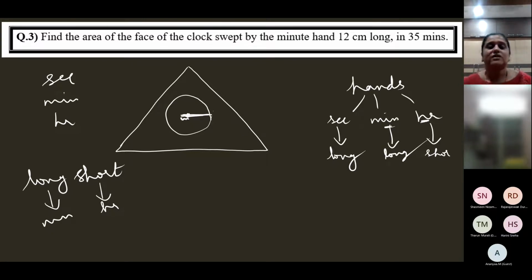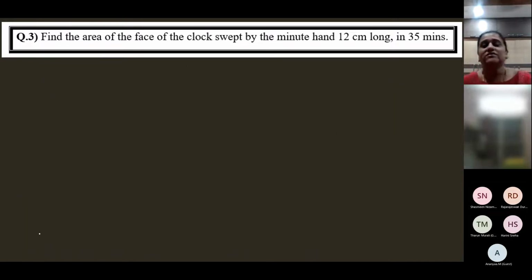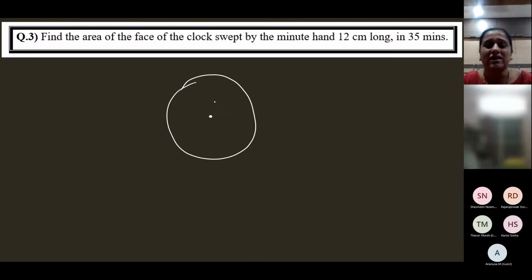Yes, ma'am. Okay. Now, the question is to find the area of the face of the clock swept by the minute hand, 12 centimeters long, in 35 minutes. So you know it will sweep a sector. Now let me just draw the face of a clock like this. And this is the minute hand. Forget the hour and the seconds hand. We're not talking about that.